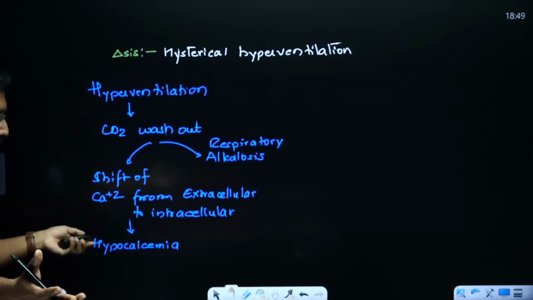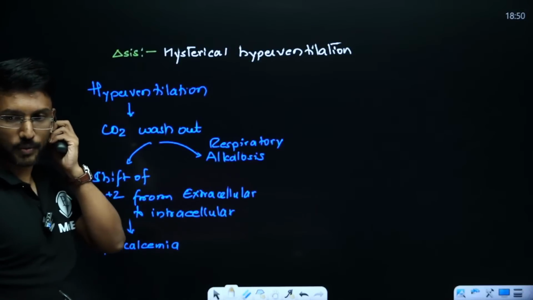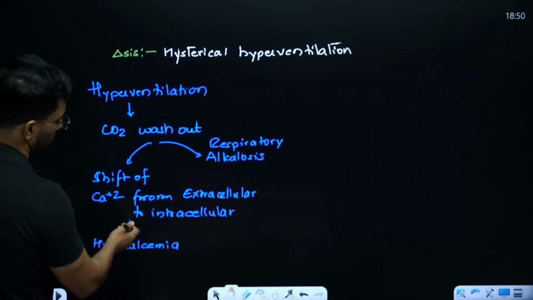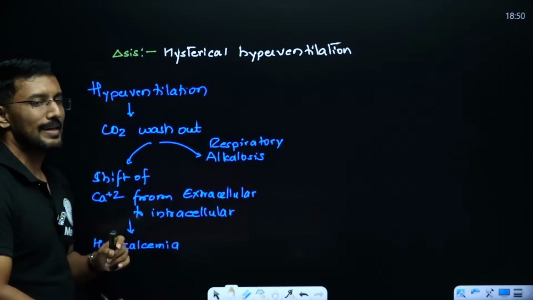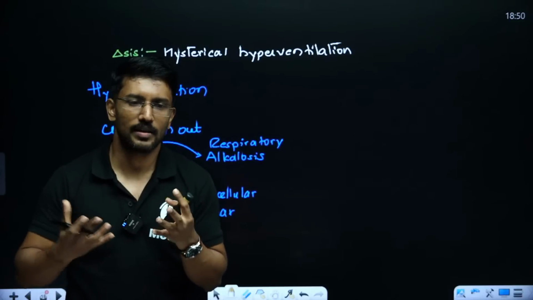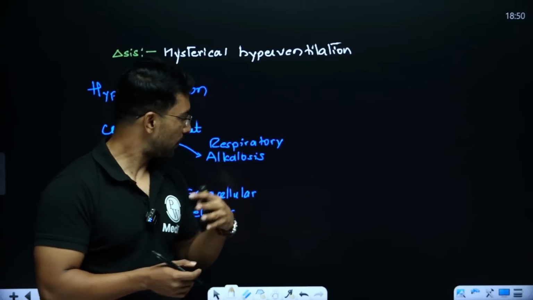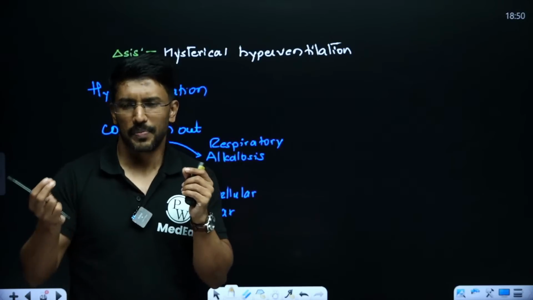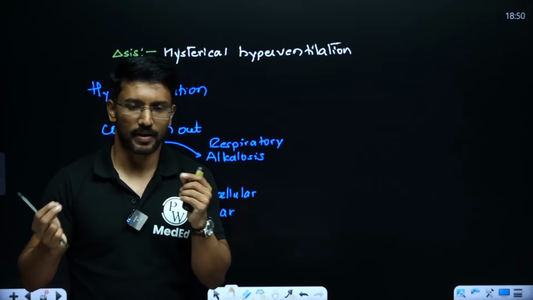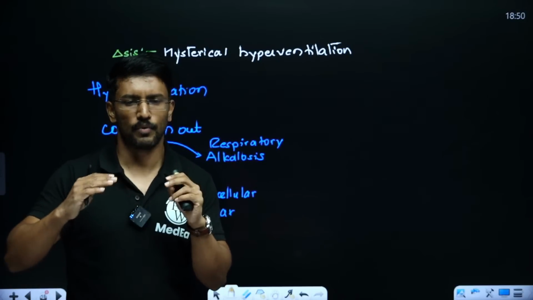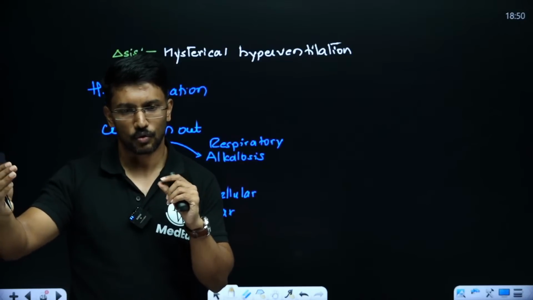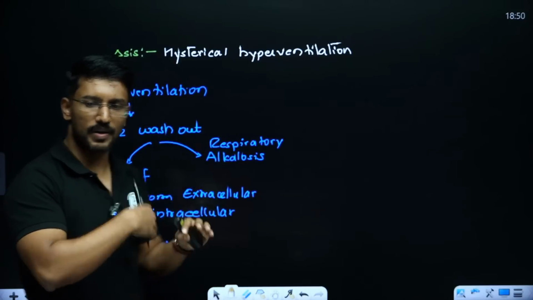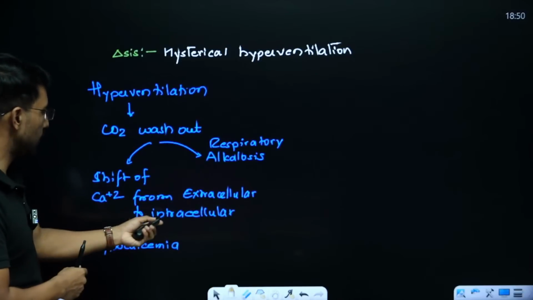Next, someone was asking me why we are going to get hypocalcemia. It is primarily because of the shift of calcium from extracellular to intracellular compartment. This is again happening to maintain the electroneutrality. So when I lose the carbon dioxide, I am creating the imbalance between the positive and negative ions. In fact, I am losing negative ions. So to compensate, I have to reduce the positive ions from the circulation. So calcium gets into the cell. So we end up with hypocalcemia.